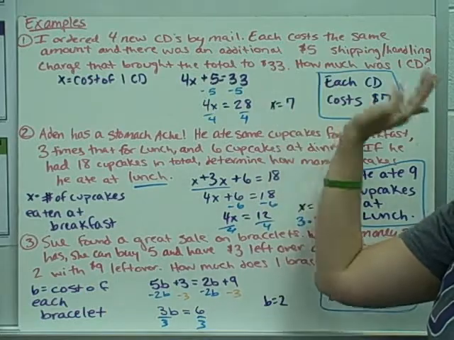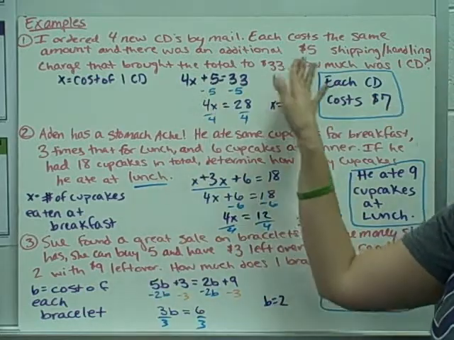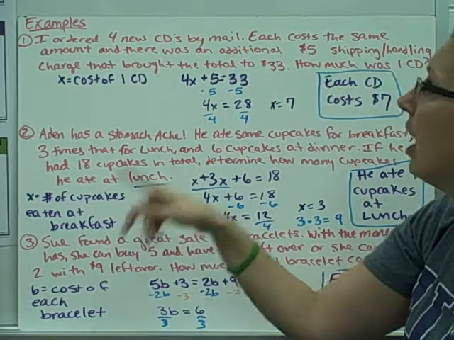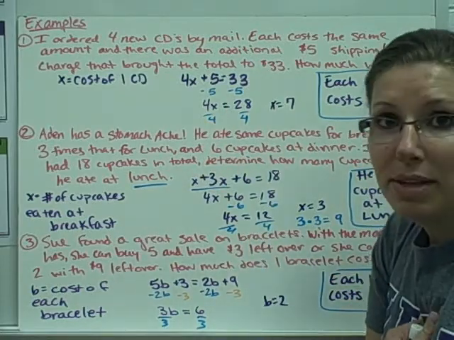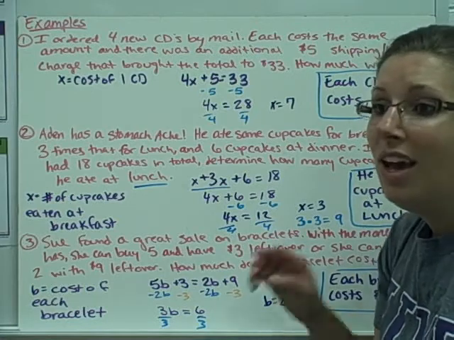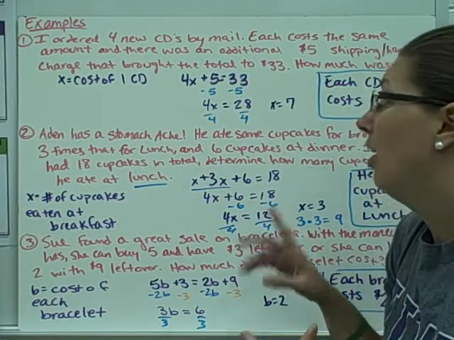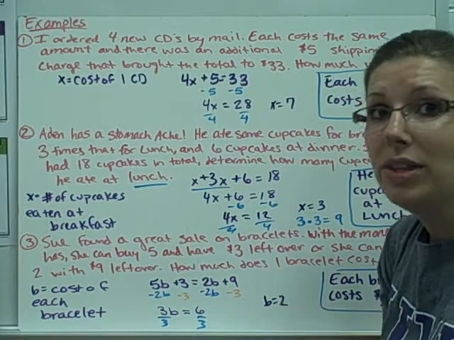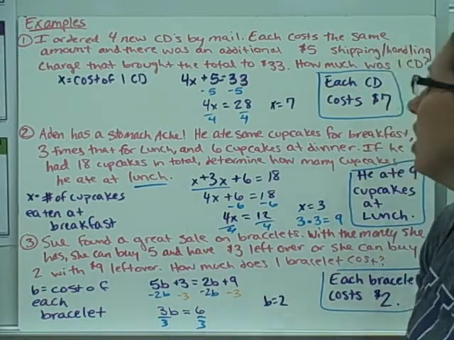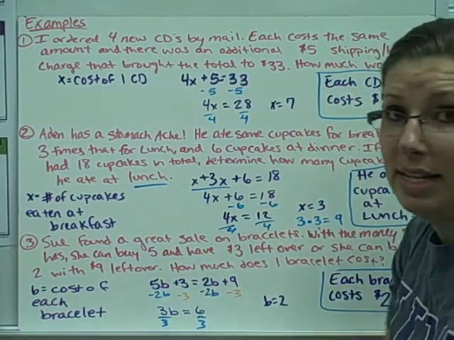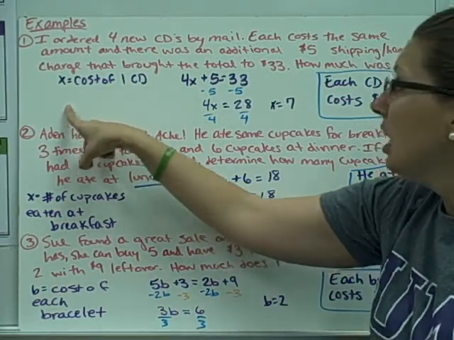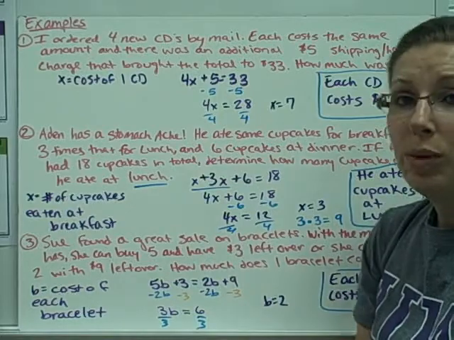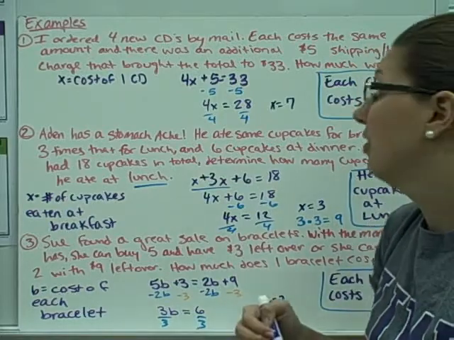Each CD cost the same amount, and there was an additional $5 shipping and handling charge that brought the total to $33. We all know that when you buy something online, you always pay shipping and handling, or tax, or whatever that brings the cost up. So how much was just one CD? That's what I'm looking for, the cost of one CD. That's my variable.